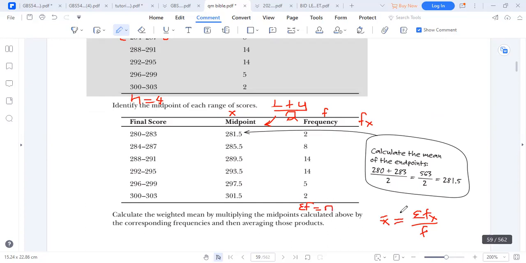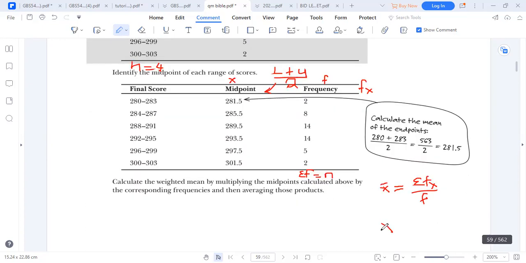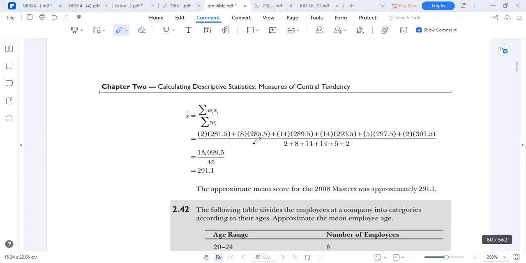So the formula for grouped data is the summation of the frequency times x, divided by n. So you multiply this times that, this times that, this times that, then over the total here. If you want, you can just multiply this by that, this by that, this by that, over the sum total of the frequency, which is 45. So this is what we call our approximate mean score.